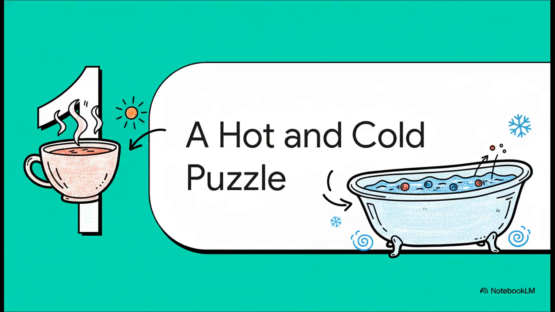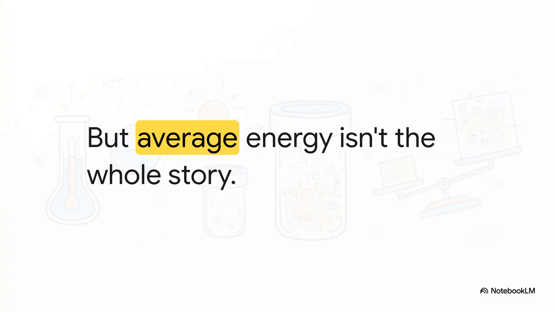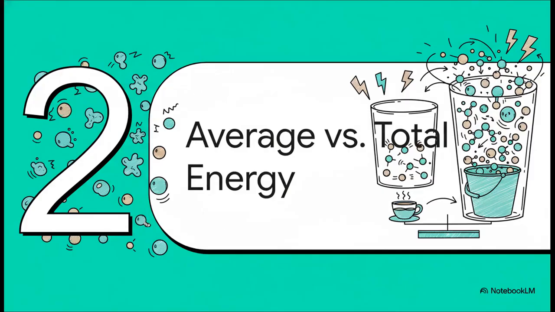So yeah, that's our puzzle. The super hot teacup versus the big, warm bathtub. Let's start breaking it down. That one little word, average, that's the key to everything here. It's a huge hint that there's another piece to this puzzle that we're missing. I mean, if temperature only tells us about the average, what is it leaving out? To really solve this, we've got to get a handle on the difference between average energy and total energy. Trust me, once you get this, everything else just clicks right into place.